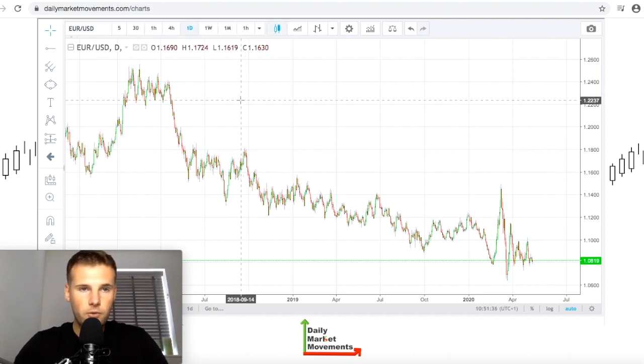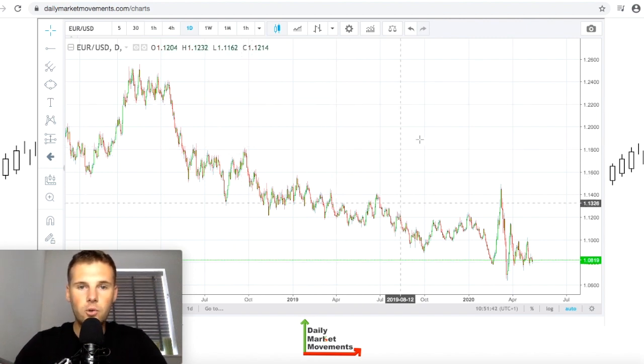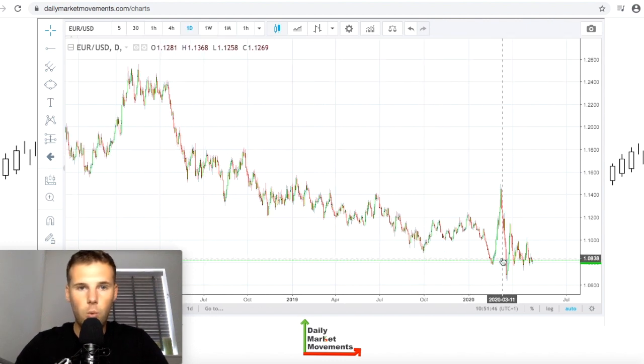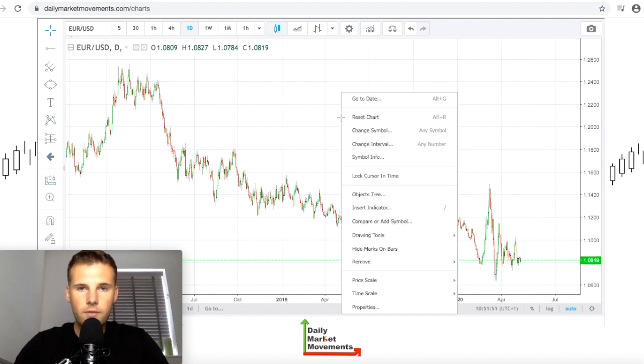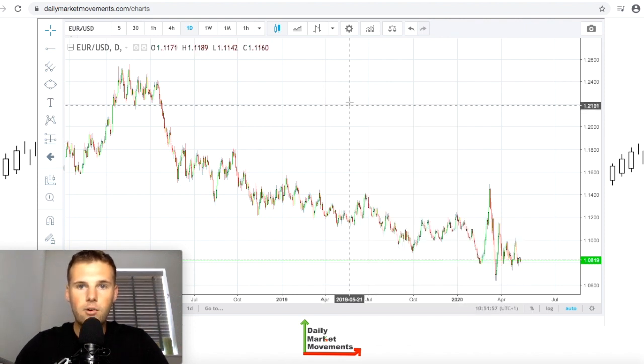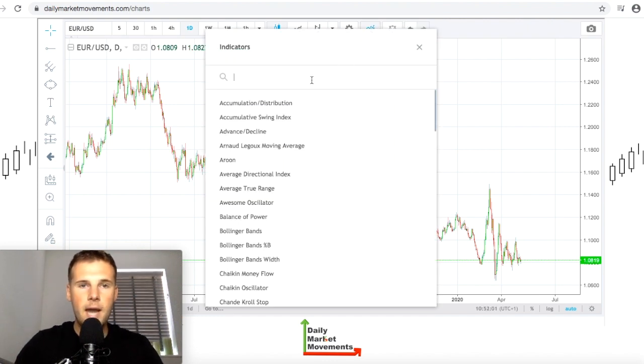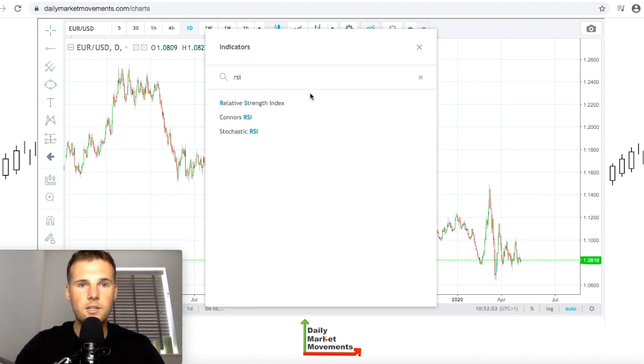So as I mentioned before, we have the euro US dollar in front of me, and I'm going to quickly teach you how to insert an RSI indicator onto your chart. Here I'm looking at this chart in the 1 day time frame, and I'm just going to come onto the graph and right click, and as you can see it says insert indicator. Also, many graphs have this symbol as well. You can equally just click there, and then I'm just going to type simply RSI, and there we have it, the Relative Strength Index.